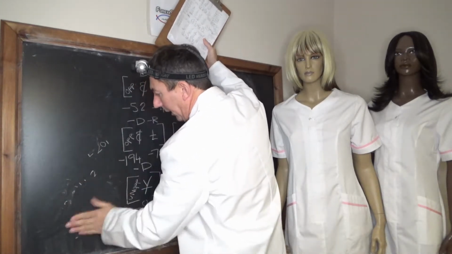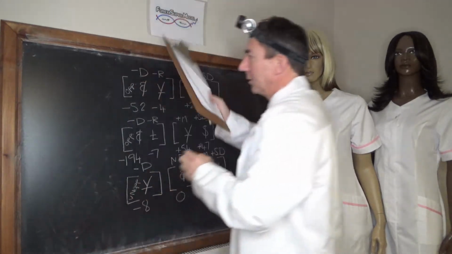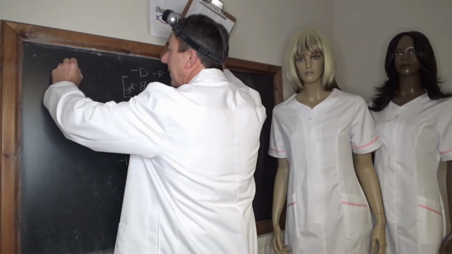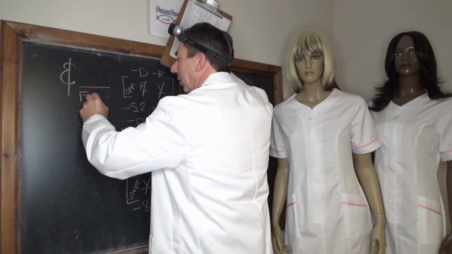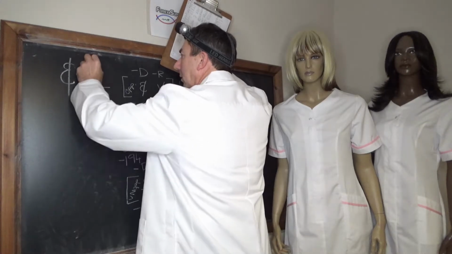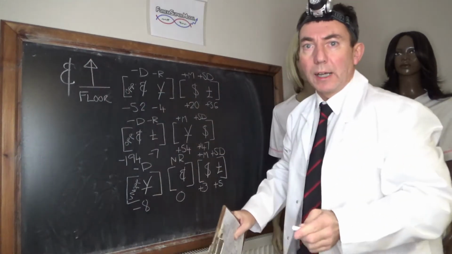Let's get this out of the way and look at what we think is going to happen then. So the euro complex is, we believe, at a significant floor. So that's the trajectory we're looking at on the euro.